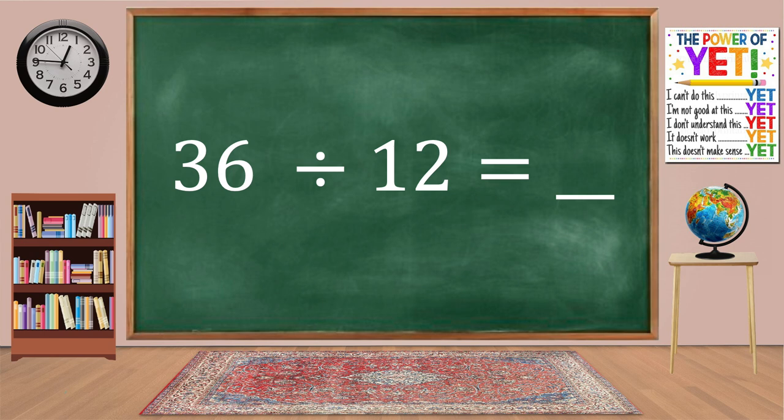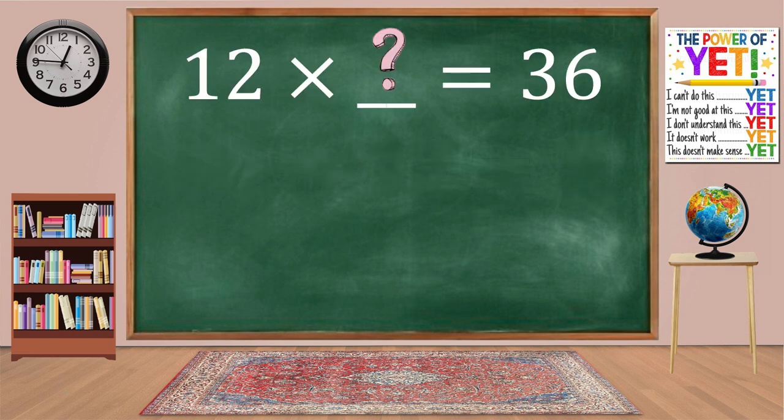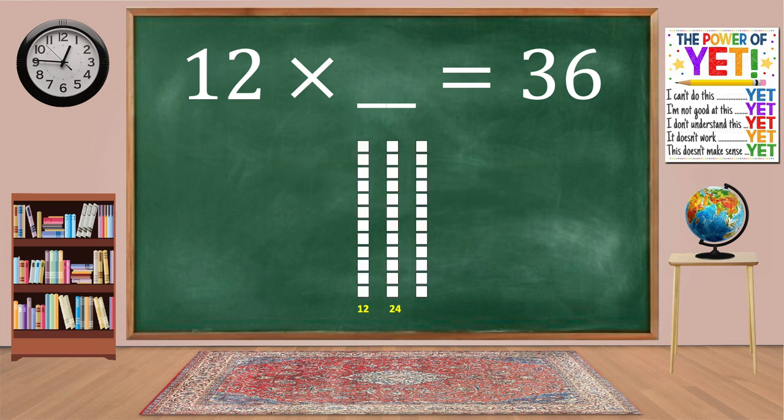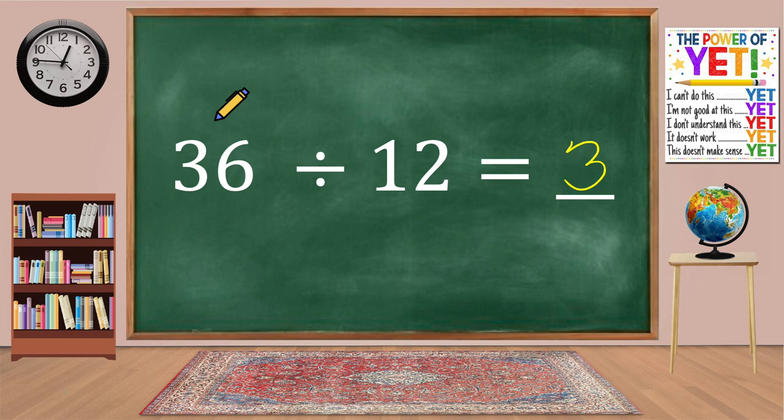36 divided by 12 equals blank. Our related fact is 12 times what equals 36? Skip count. 12, 24, 36. We have three columns. 12 times 3 equals 36. 36 divided by 12 equals 3.